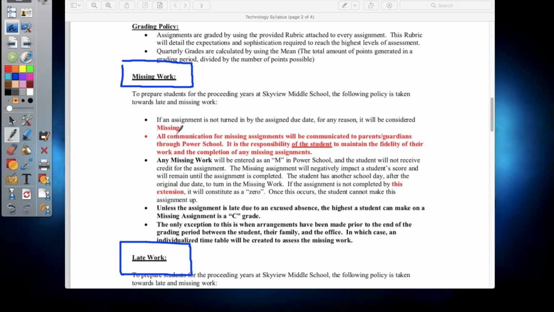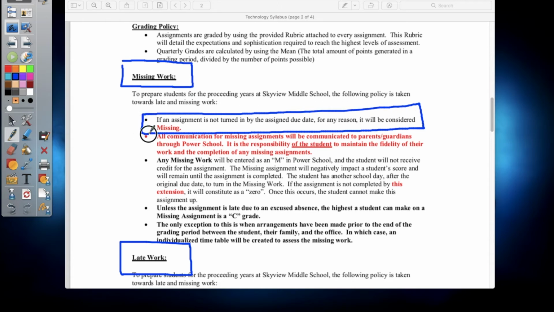First of all, missing work. If you don't turn in an assignment by the original due date, it is considered missing, and it will be a 0 until I get it. Missing work means that you just didn't do it for whatever reason. Maybe you just slacked off and didn't get it done, in which case I will give you a 0 until you get it done.